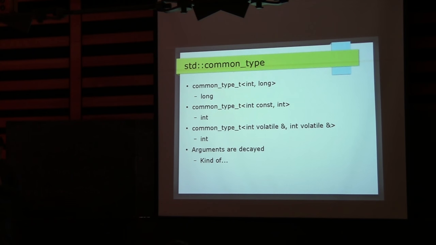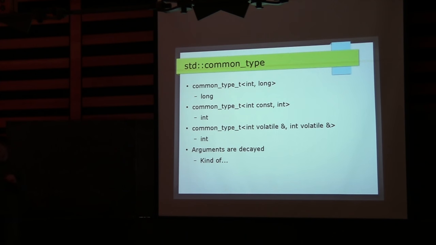It does. Yes, decay is the same as... The question was, does decay actually remove the volatile qualifiers there? You can run this in Clang or GCC, so it's possible that there's a bug in their implementation there. But when you run this in Clang and GCC, you can say static assert common type t of int volatile ref, and assert that it's the same as int, and it'll compile happily.